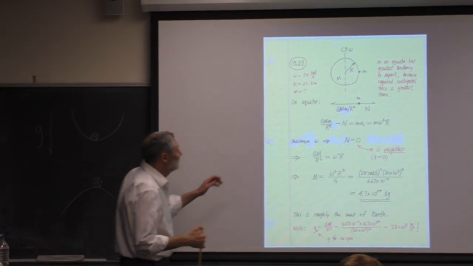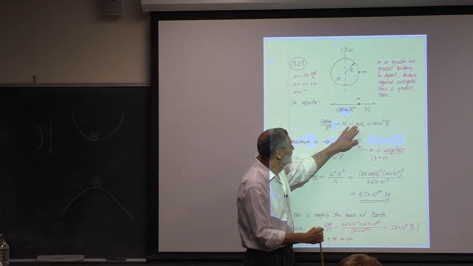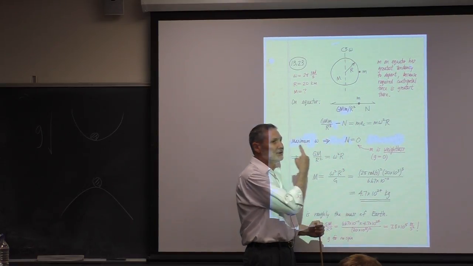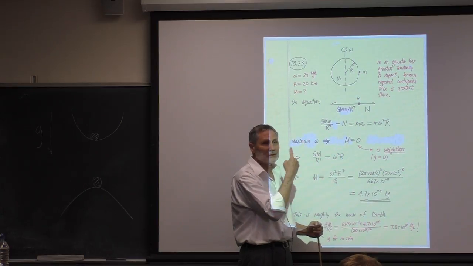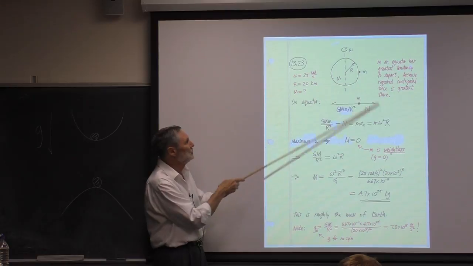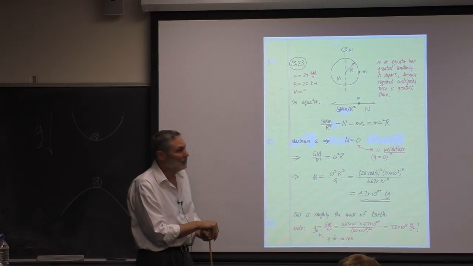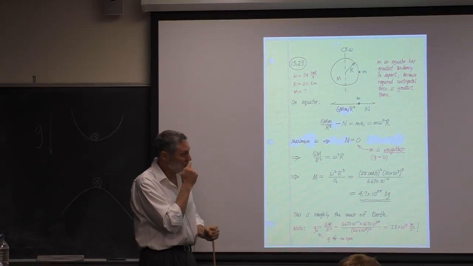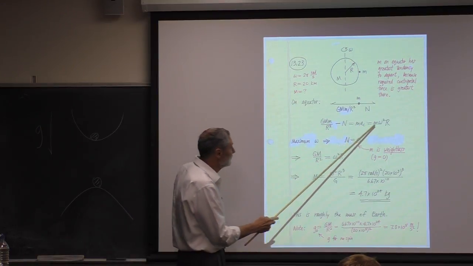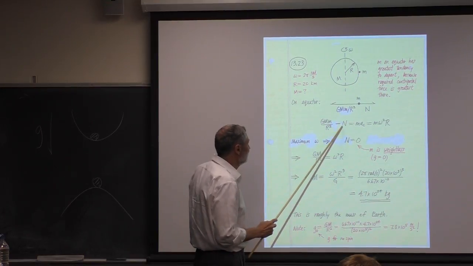So here's my force diagram. And Newton's second law tells me that the net force has to be the mass times the acceleration. And the acceleration is the centripetal acceleration. It's v squared over r. But here it's much more convenient to use omega squared r. Remember? Because v is equal to omega r. V squared over r is equal to omega squared r.